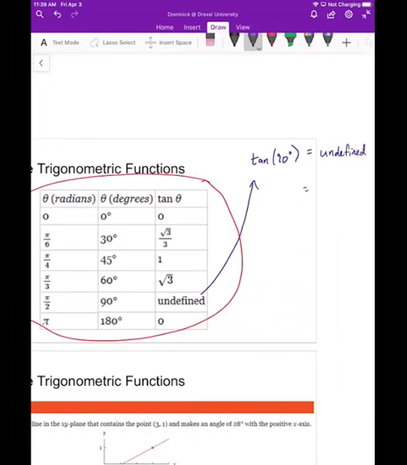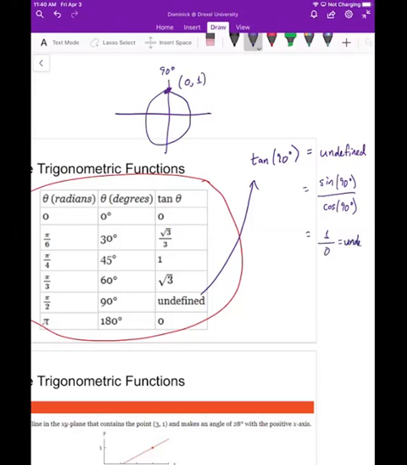And of course it will, because this is sine of 90 over cosine of 90. But if you look at the unit circle, and if you look at 90 degrees, of course, what's this coordinate here? This is the coordinate (0, 1). So the sine of 90 is the y value, which is 1, and the cosine is the x value, which is 0. So of course, once you divide by 0, that's when you get the undefined.